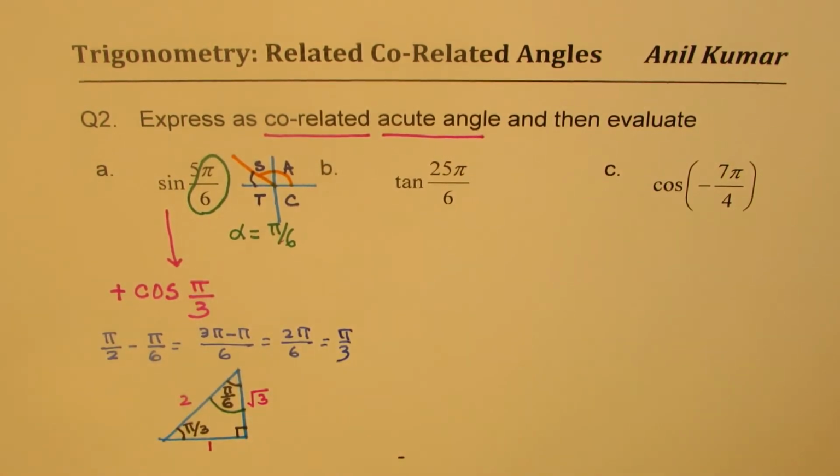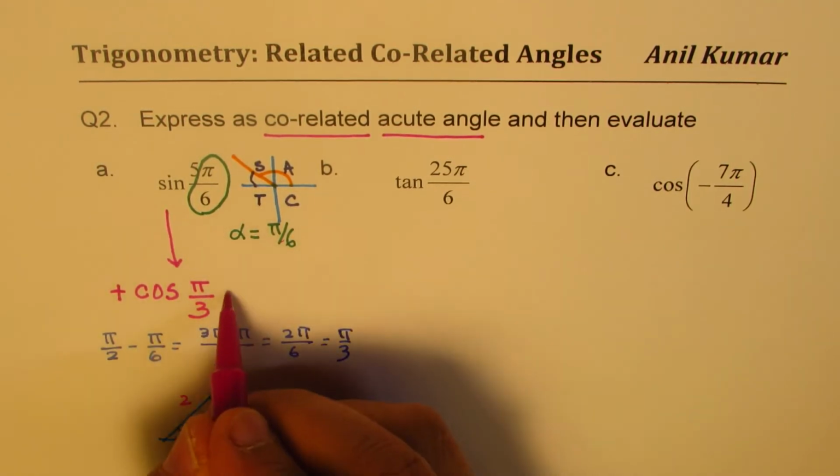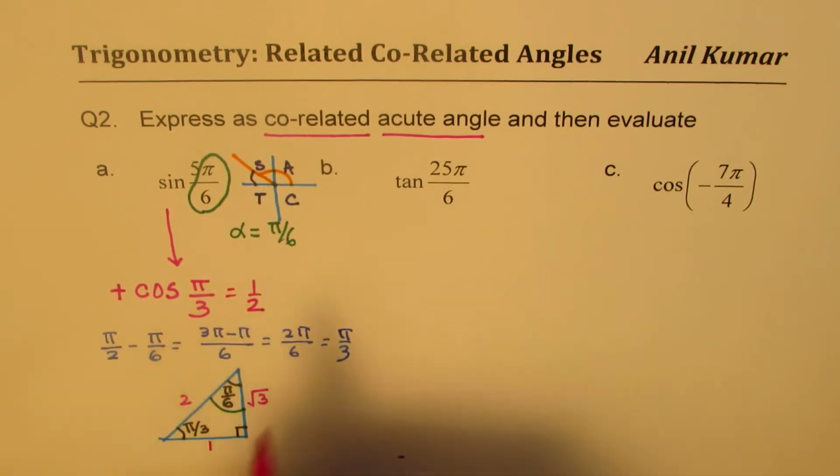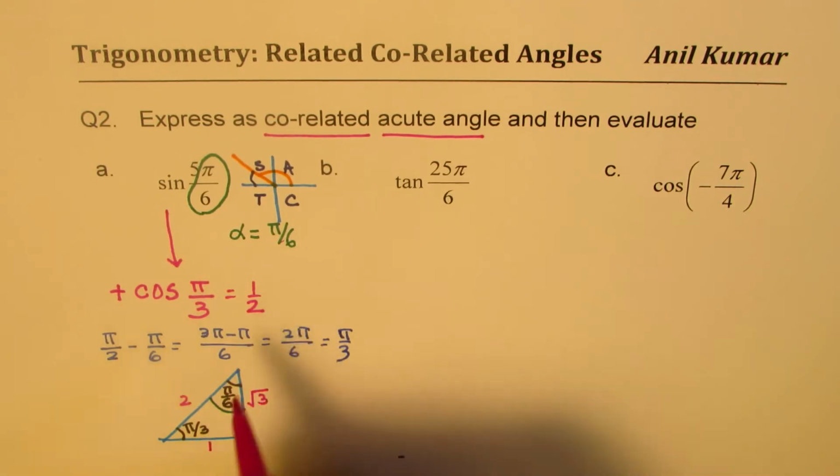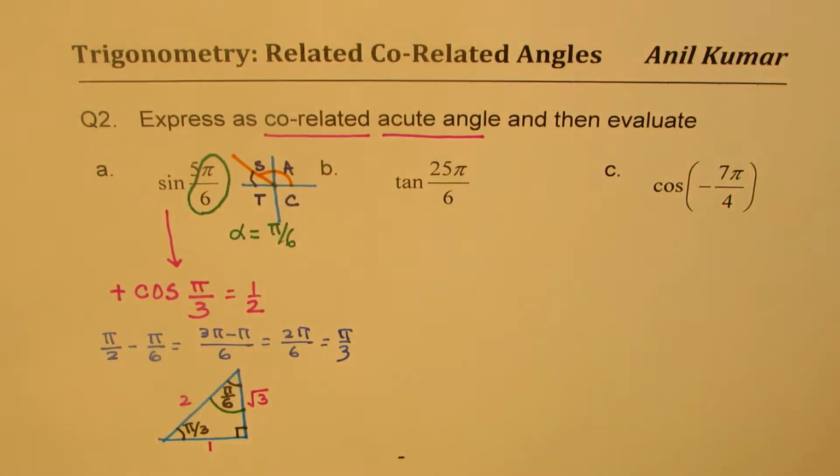Correct? Now, as far as the value is concerned, cos of pi by 3, if you look from here, is half. You will notice that sine of pi by 6 is also half, right? Which is of course equal to sine of 5 pi by 6 also. So it works. So I hope you got the concept, right?